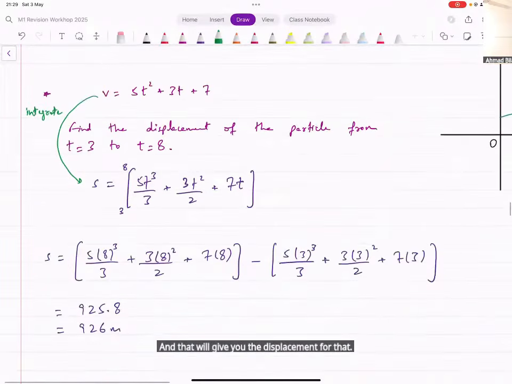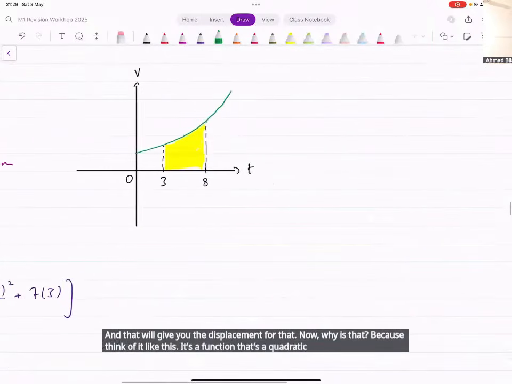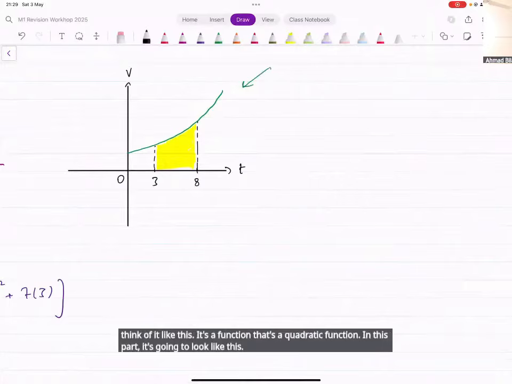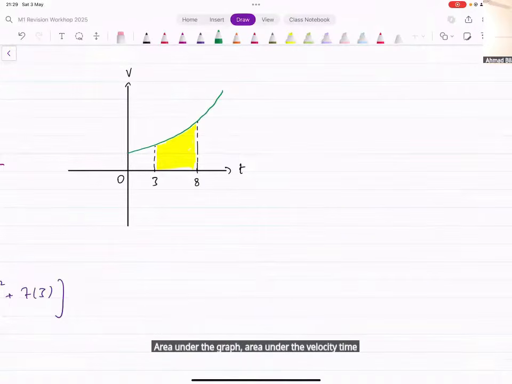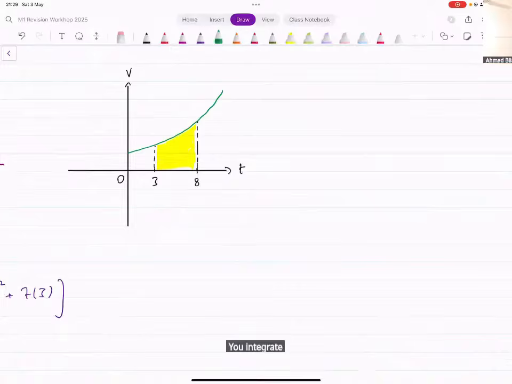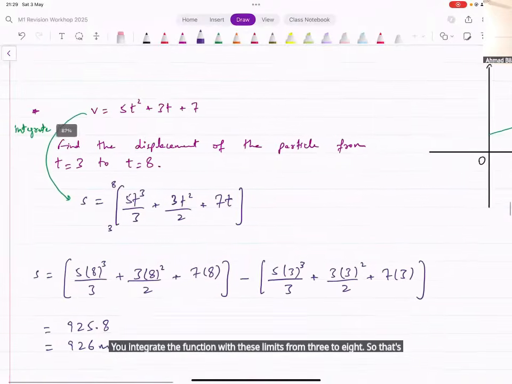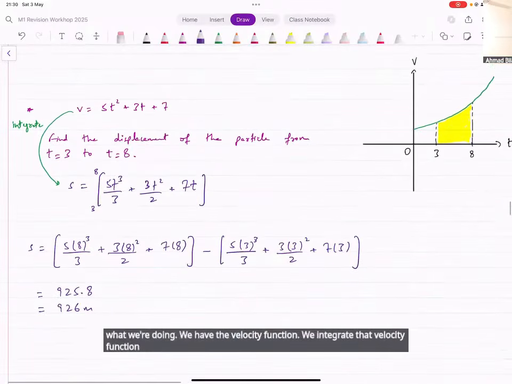Now, why is that? Because think of it like this. It's a function that's a quadratic function. In this part, it's going to look like this. Area under the graph, area under the velocity time graph, that gives you the displacement. This is the area that we're looking for. How do you find this area? You integrate the function with these limits from 3 to 8. So that's what we're doing. We have the velocity function. We integrate that velocity function. Integration gives us the displacement function. And we input these limits from 3 to 8 in that.